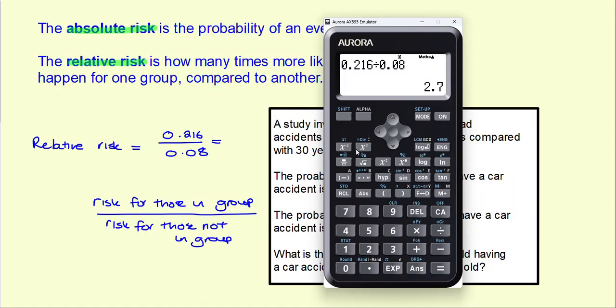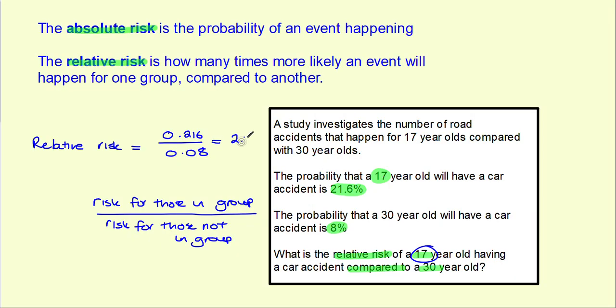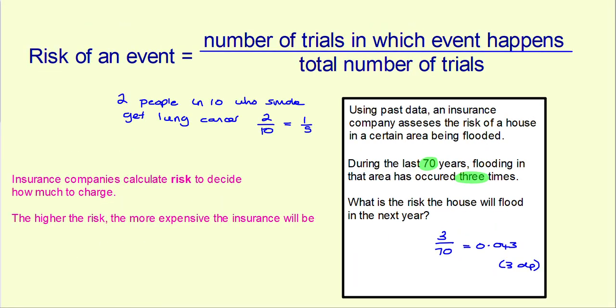Means you are 2.7 times more likely to have a car accident if you are 17 compared to if you are 30. So that's the relative risk. Okay, make sure you get that information down on a flashcard, and that's what you need to know for that.